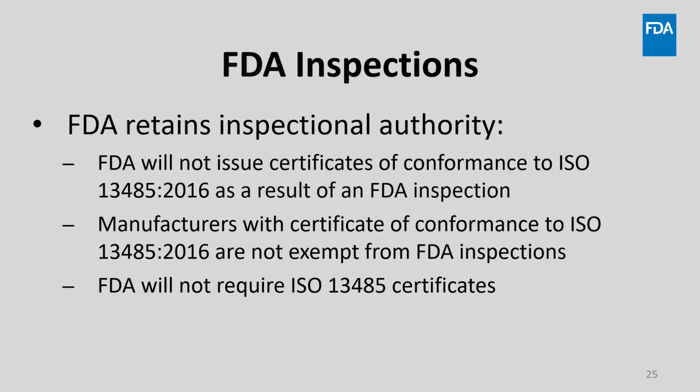Let's wrap up this overview by going over some of the FDA activities to implement the 2024 final rule. Let's start with FDA inspections. It's important to explain that FDA retains its inspectional authority. As a result of an inspection, FDA will not issue certificates of conformance to ISO 13485-2016. And manufacturers who hold a certificate of conformance to ISO 13485-2016 are not exempt from being subject to FDA inspections. Keep in mind that FDA will not require ISO 13485 certificates.